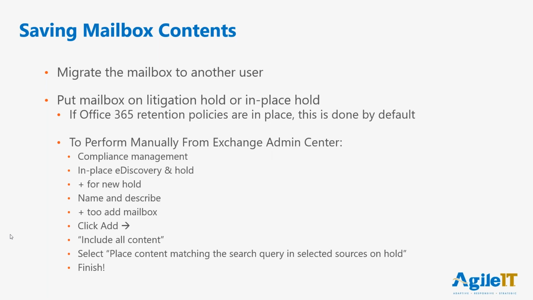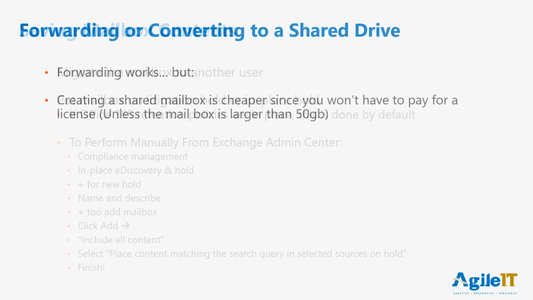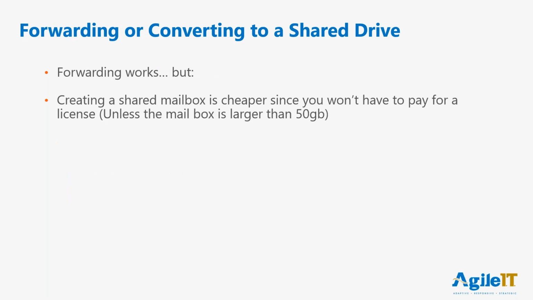So those are steps for saving the mailbox contents via in-place hold. Another thing you can do is forward from that active account, which is great. However, you are currently burning a license, and there is no good reason to do that in this day and age. What you can do is convert it to a shared mailbox.